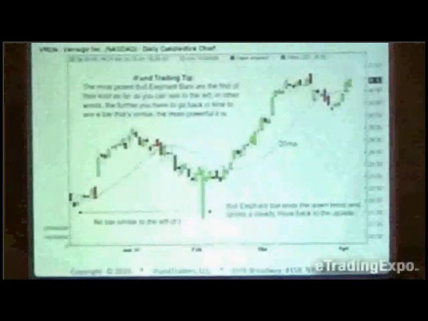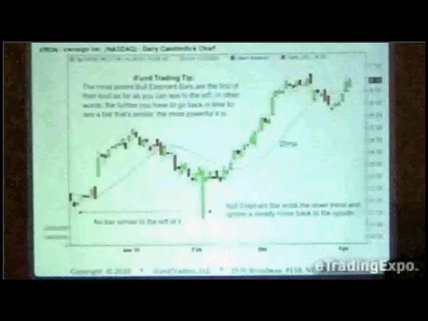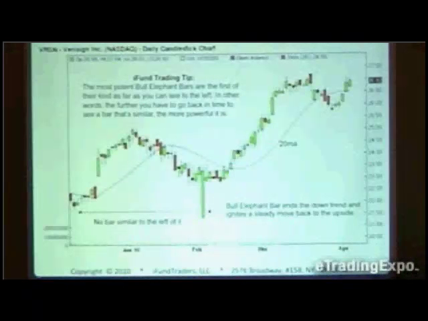Now, let's talk about the bull elephant bar. Take a look at this. Now, I know this is going to be hard, but I want you to look at this chart and study it for a few seconds and just try to find the biggest, tallest green bar on the chart. Got it? Okay. I made it very obvious for you.